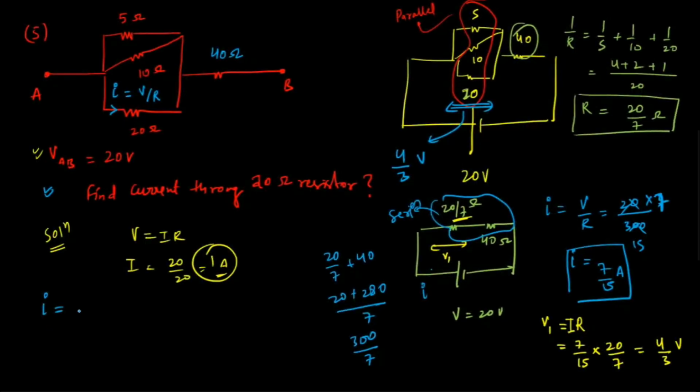V is 4 by 3. R is 20 ohms. So it is going to be 4 over 20 into 3. So this will give us the value as 1 over 15 amperes only. Like this much small value of current must be passing through this much value of resistor.